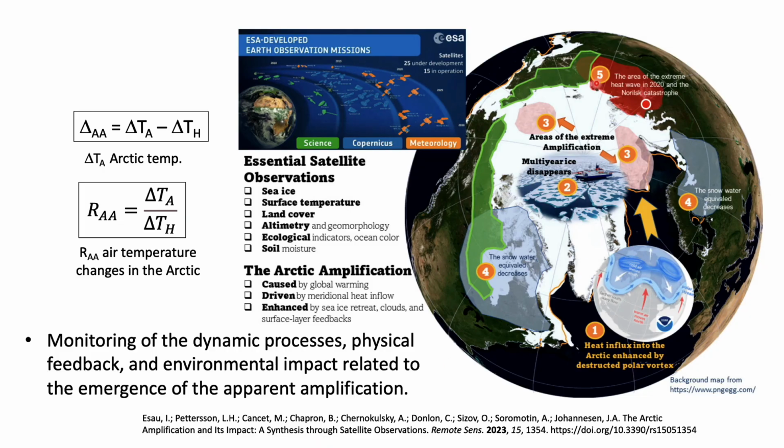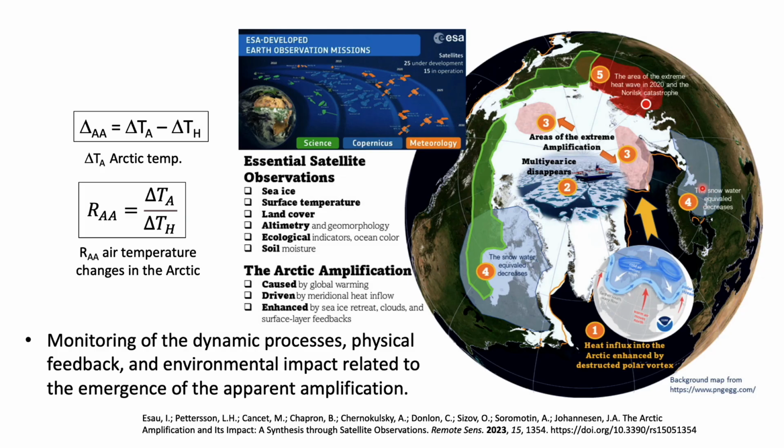So here are the 5 events that are shown. The first one is the heat influx into the Arctic enhanced by the disrupted polar vortex. So this leads to more and more surface air reaching there, and also the solar radiation reaching the Arctic region. So this leads to the disappearance of multi-year ice, and these are all the areas where the extreme Arctic amplification has been observed. The areas marked as 3 are the place where maximum Arctic amplification has been seen, and these areas are the place where the snow water started increasing.